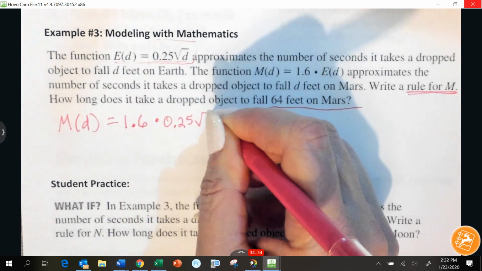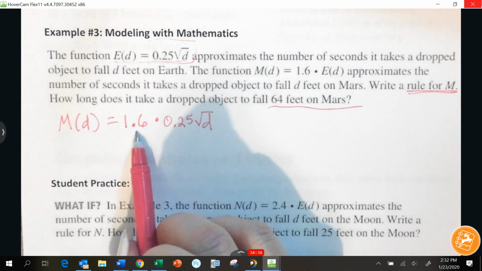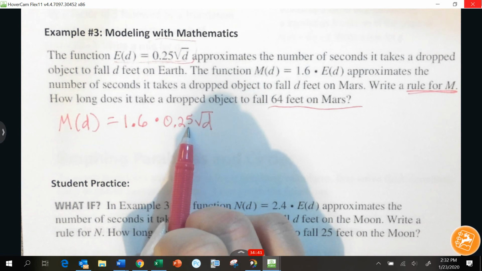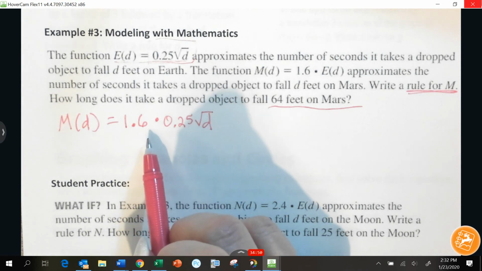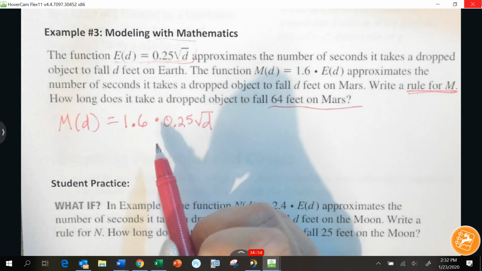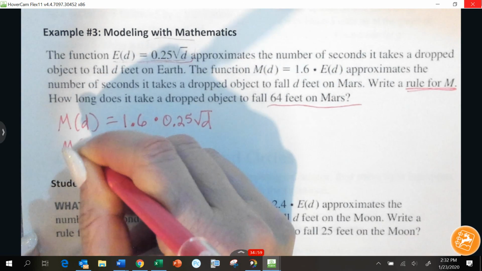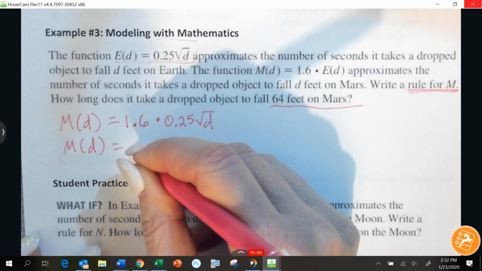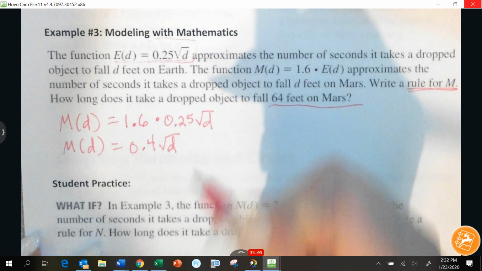It's kind of like multiplying 16 times 25 cents. Do you know how many quarters that is? It's 16 quarters. How many make $1? 4. So what's this going to give? $4. Okay, but it's not 16, it's 1.6. So what do you think it is? Oh, it's 0.4. I was just doing a little bit of mental math there.